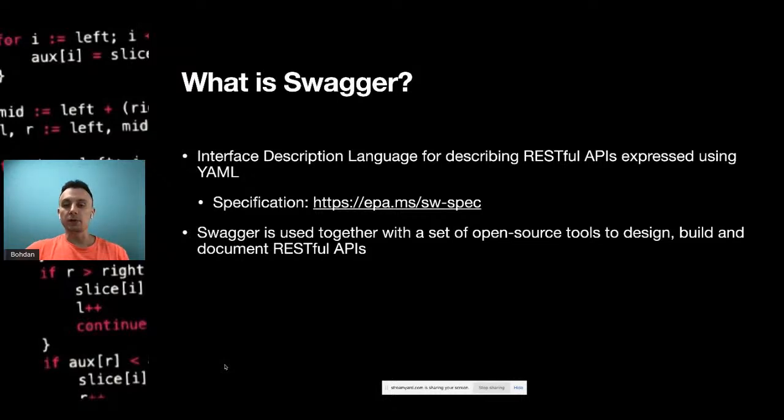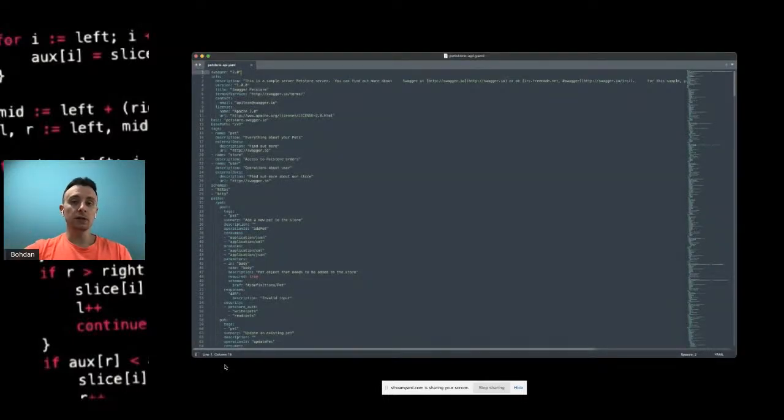I put the link to the specification because obviously you have to deal with some specification in order to describe your service. And Swagger is not only about the YAML file. It's also a set of open source tools which helps you to build, design, and document RESTful APIs using those YAML files which we already mentioned. The most common one, maybe you have heard, is Swagger UI. It's a pretty standard one.